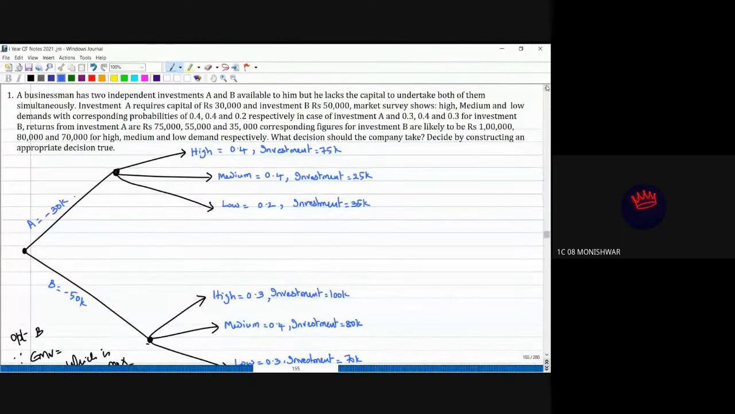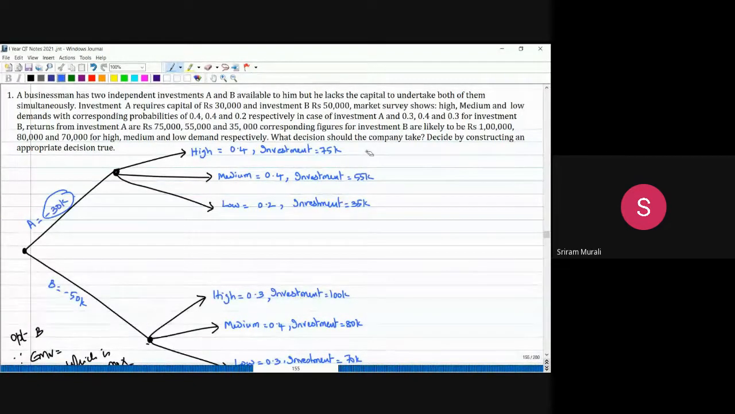Okay, this is equal to 55k. So 75, 55, 35. This must be 15. Okay, 100, 180 and 70. So you are investing 75,000, but how much are you lagging? Minus 30,000 in all the cases. When it is high, medium, low, we are losing minus 30.